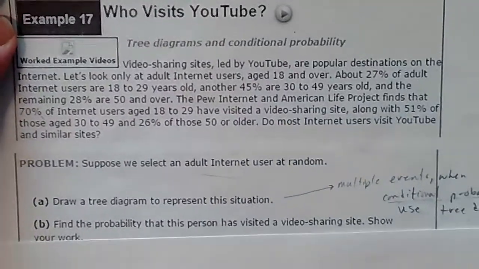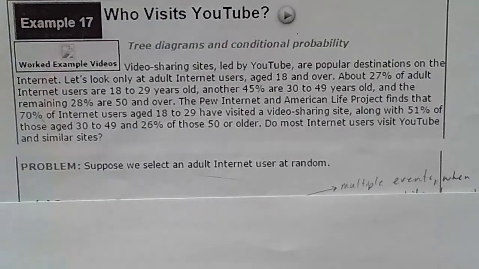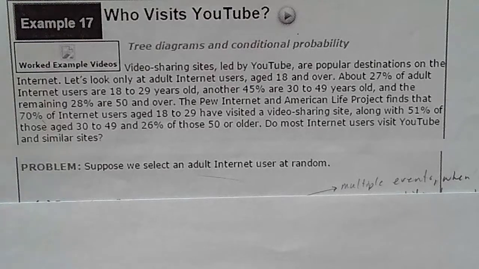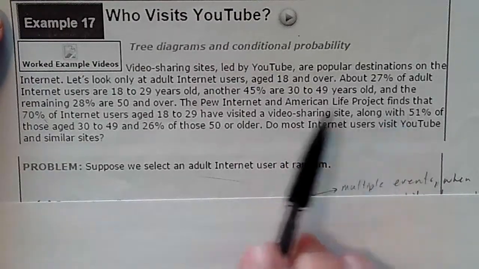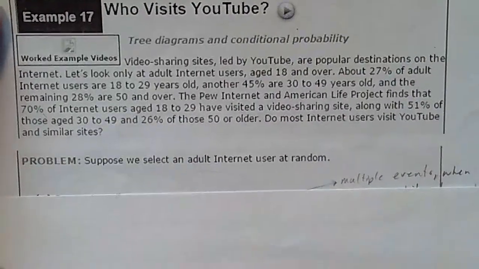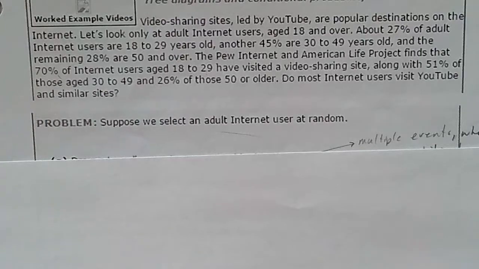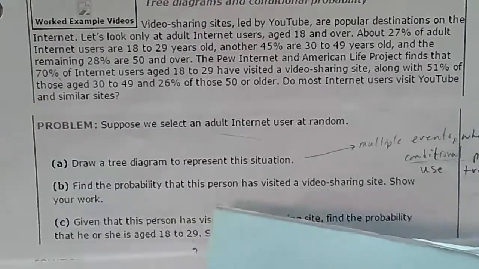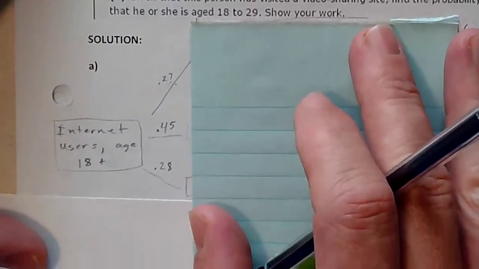All right, go ahead and pause and read this if you haven't yet, because I'm going to keep going here. Okay, again, they're talking about percentages of age groups. That can be pretty tough to keep track of all in your head. This is where a tree diagram is going to help you. So that's what they're doing for part A. So here we go. Let me take you through this.